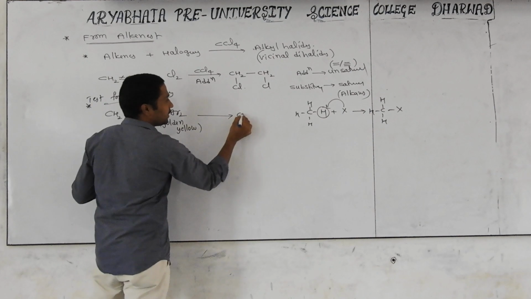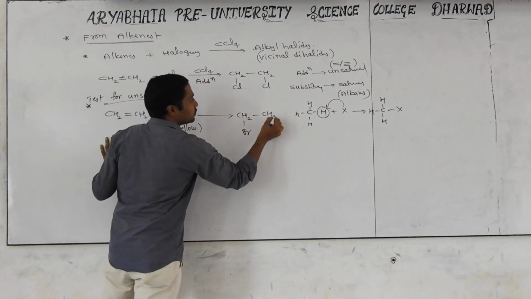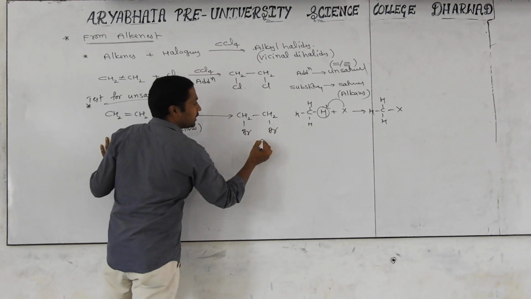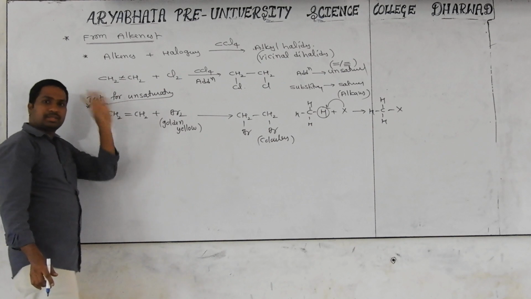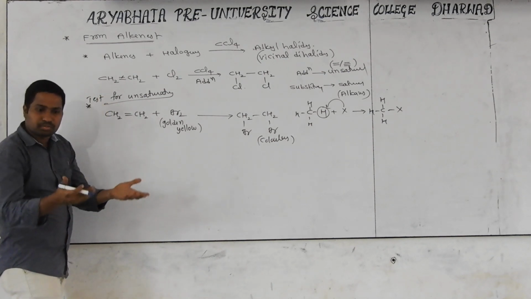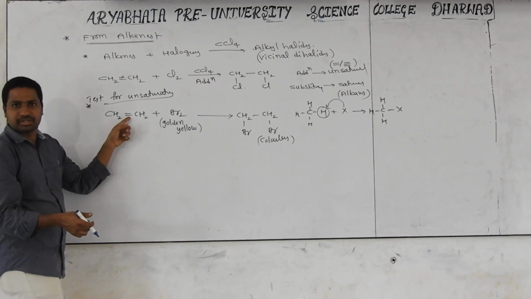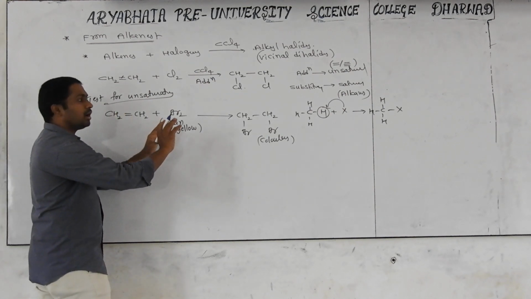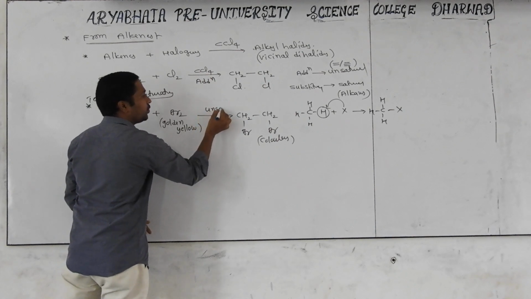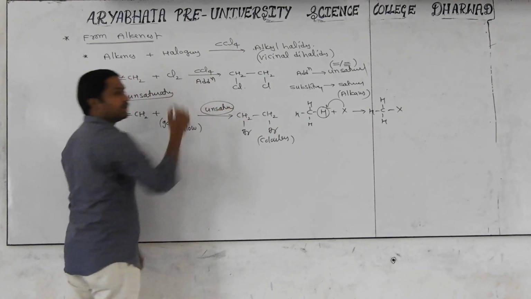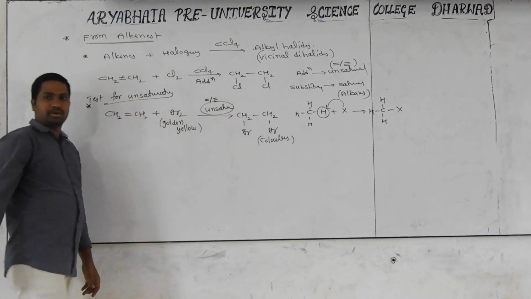Then what are we getting? CH2Br and CH2Br. Finally we are getting a colourless liquid. If the colour disappears, why does it disappear? Bromine is involved in the reaction. Why is bromine involved in the reaction? Because unsaturation is there. If after mixing you get a colourless liquid, we can say that the compound is nothing but unsaturated, a compound that may contain double bonds or triple bonds.